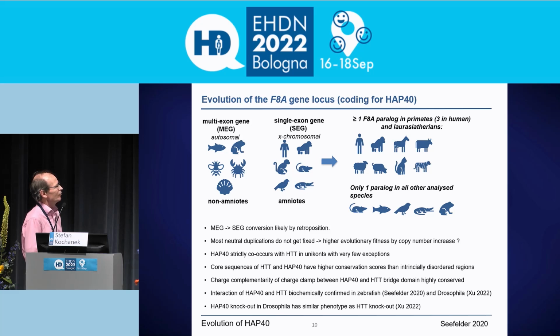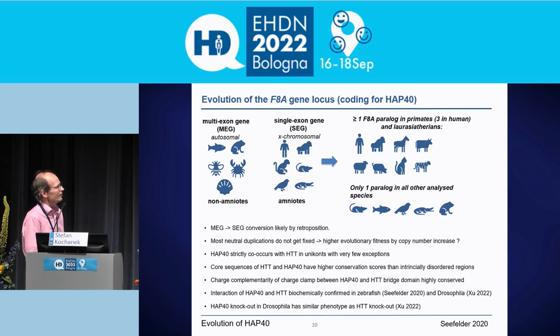And the other thing is that HAP40 strictly co-occurs with Huntingtin to the roots of unicorns, with very, very few exceptions. That's also very interesting. Also, the core sequences of Huntingtin and HAP40 have higher conservation scores than the intrinsically disordered parts of the proteins, which is actually not really surprising. But I think it was very interesting that the charge complementarity of this charge clamp between HAP40 and the bridge domain of Huntingtin is highly conserved.